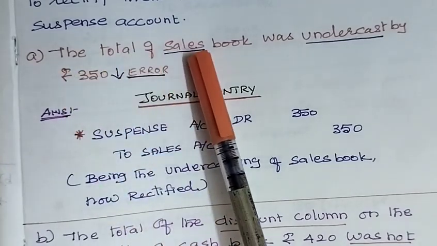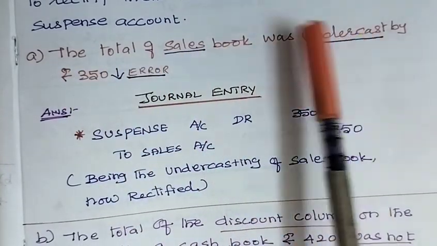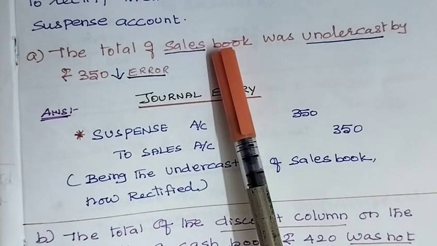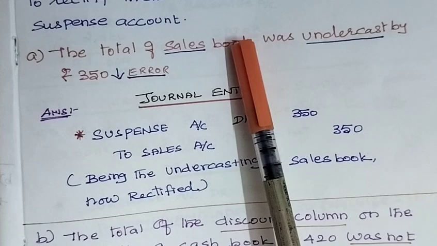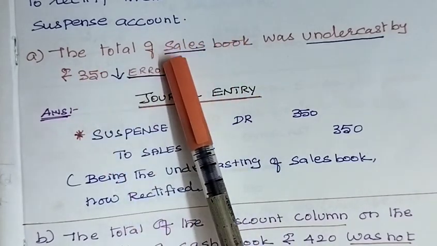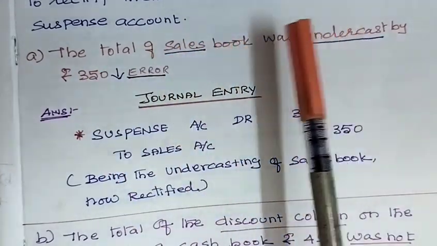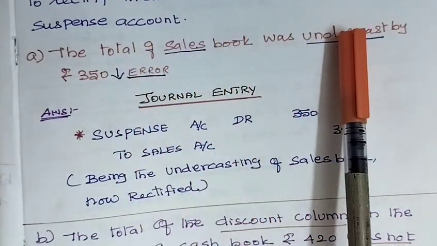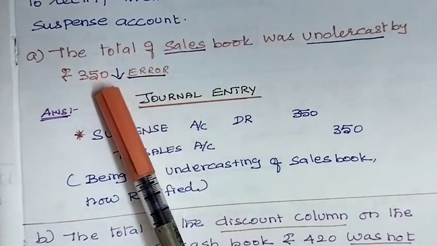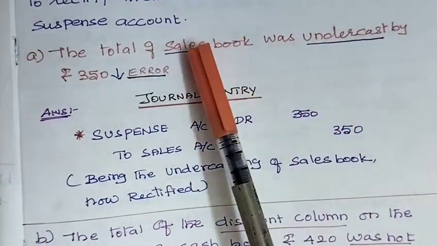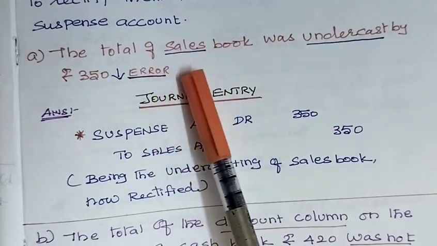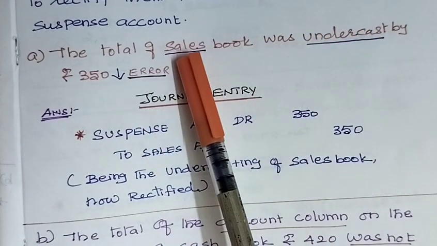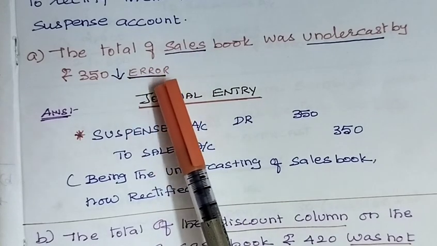The total of the sales book was undercast by rupees 350. What does this transaction tell us? The sales book shows a 350 rupees shortage. Undercast means 350 rupees less. Okay, this is the error. How do we rectify this error?